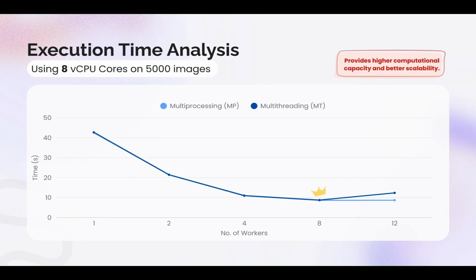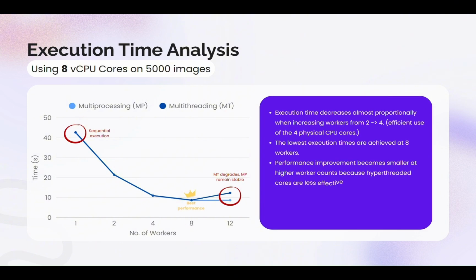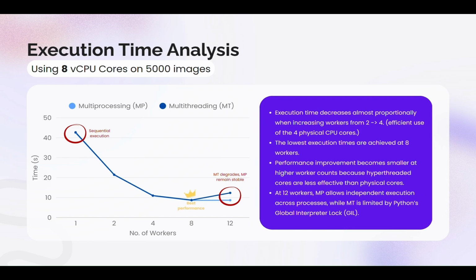Besides, we also ran the processes using 8 virtual CPU cores on the virtual machine. From the graph, we can see that compared to the 4-core setup, the 8-core instance provides higher computational capacity and better scalability. The scenario is actually quite similar to the 4 virtual CPU. At one worker, both paradigms have nearly similar execution time as they are doing sequential execution. Execution time decreases almost proportionally when increasing the workers from 2 to 4 because it is using the 4 physical CPU cores for parallelism. For 8-core, the lowest execution times are achieved at 8 workers.